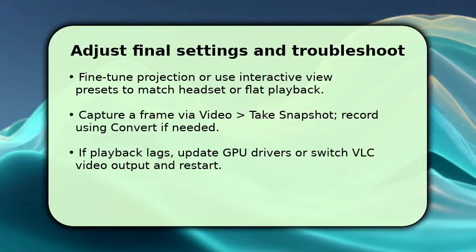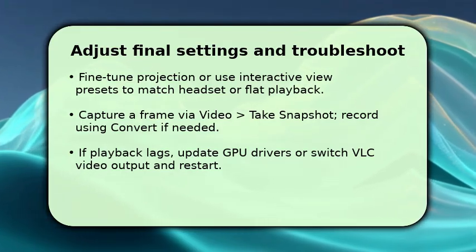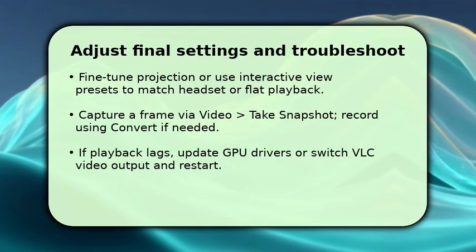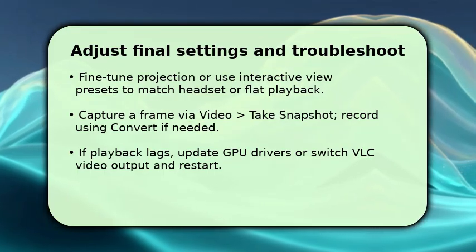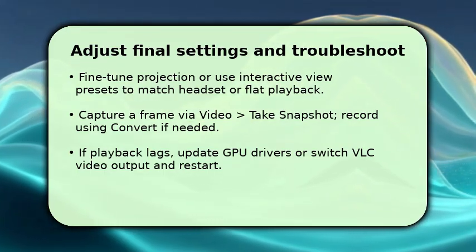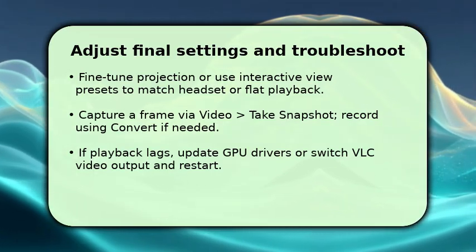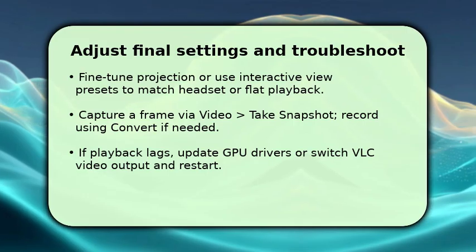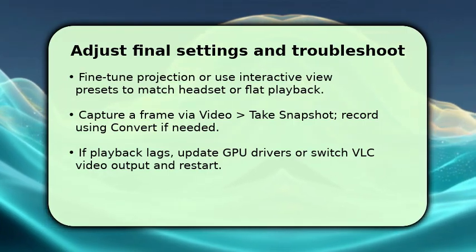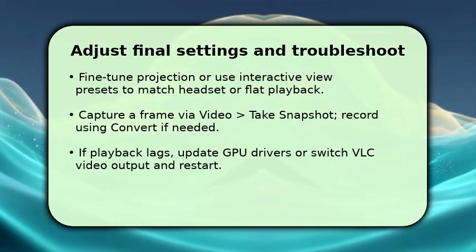If you need a static shot, take a snapshot or convert the clip to a different container. If something goes wrong, like dropped frames or audio sync, update your graphics drivers, toggle VLC's video output module, or enable hardware acceleration and restart VLC. These fixes resolve most performance and compatibility issues quickly.